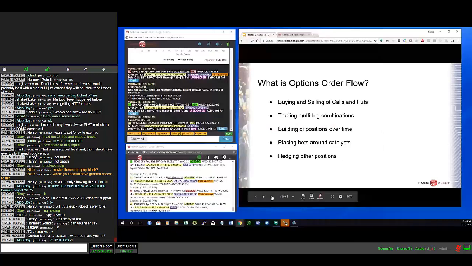So let's talk about what options order flow is, and I will try to make this as simple as possible. Over here on the left side of your screen, we have our two primary services: one is called Option Alert and one is called the Option Scanner. Options order flow is simply buying and selling of calls and puts.